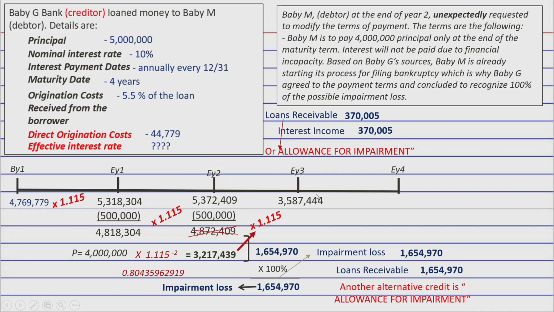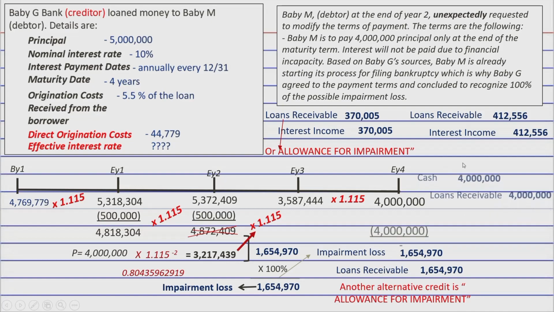Now, let's have the last year. 3,587,444 times 1.115 and we have 4 million. So the entry will still be the same, debit loans receivable or allowance for impairment, and then credit interest income. But the amount will be 412,556, which is 4 million minus this one. Okay? And finally, we will receive the 4 million promised. So debit 4 million cash and then credit loans receivable account 4 million. So it's as simple as that.